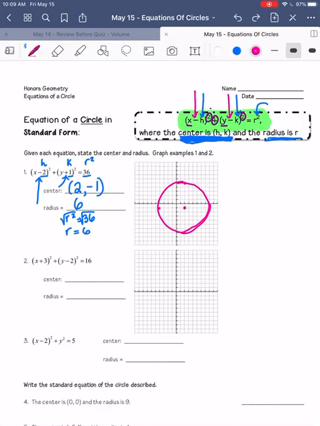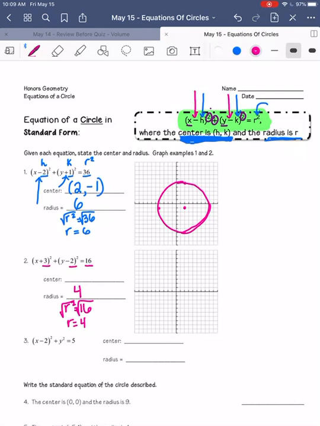All right, let's try another one. So I'm going to start with the radius again. So our radius squared is 16. So what does that mean our radius actually equaled? 4, right? Because if we take the square root, radius would be 4. And again, you can think, if I plugged it into the formula where it was r squared, if we did 4 squared, that would give us 16. Okay?